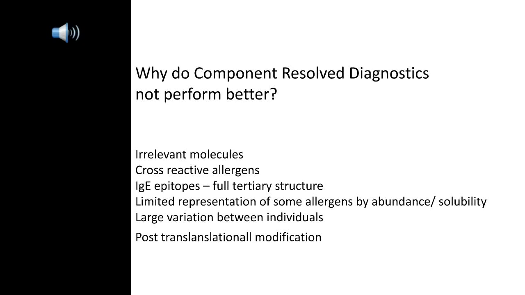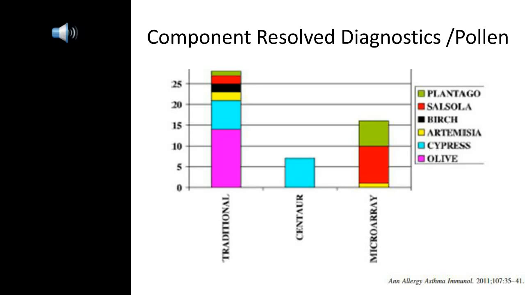Essentially, there are a lot of problems with component-resolved diagnostics. There are irrelevant molecules. There might be cross-reactive allergens. We've got a tertiary structure, and some allergens may be just a representation of how much we can get and purify. There may be variation between individuals, and there may be post-translational modifications. Pollens are at very early stages.